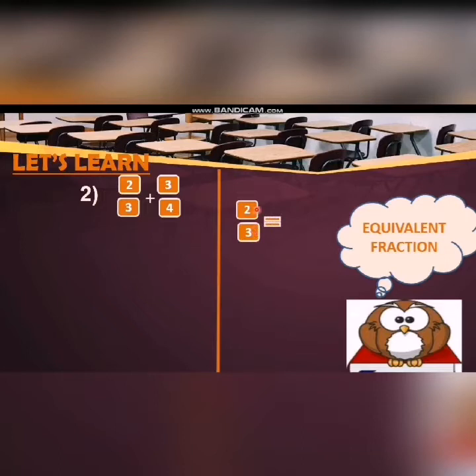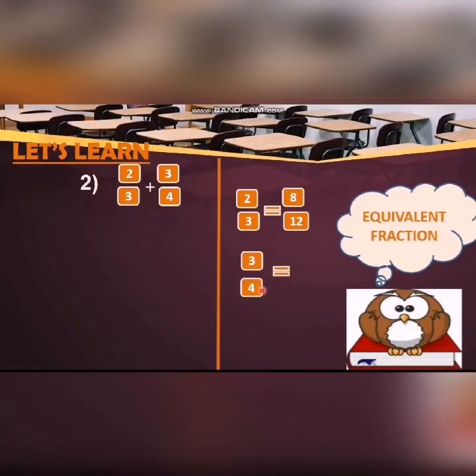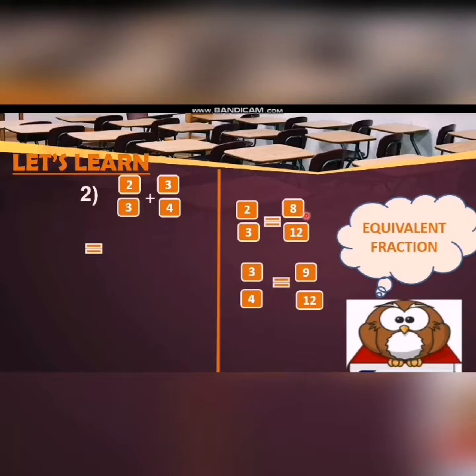by 4 and also the numerator by 4, we get 4 twos are 8 and 4 threes are 12. Now we turn to the second fraction, that is 3 by 4. We make the denominator the same. Multiply 4 by 3 to get denominator 12. Now the new fraction we get is 9 by 12. Now we write 8 by 12 instead of 2 by 3, and we write 9 by 12 instead of 3 by 4. These are our new fractions.